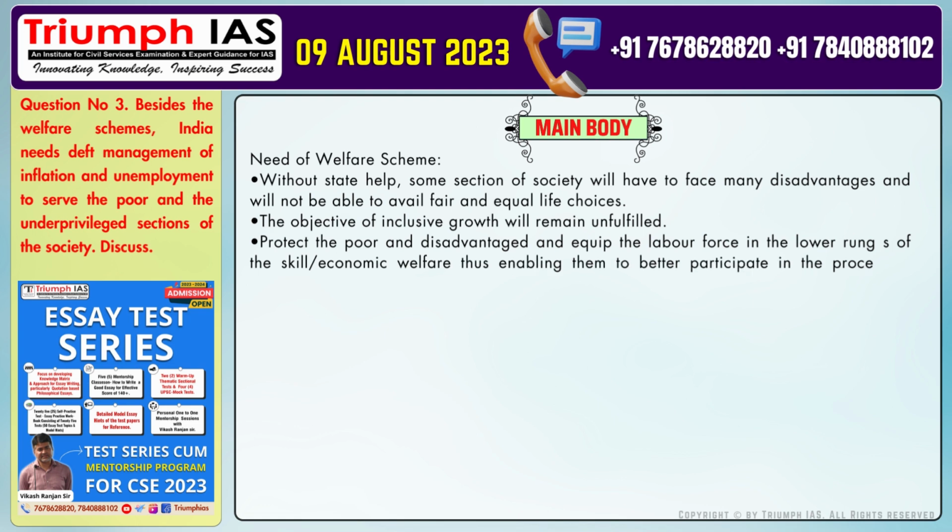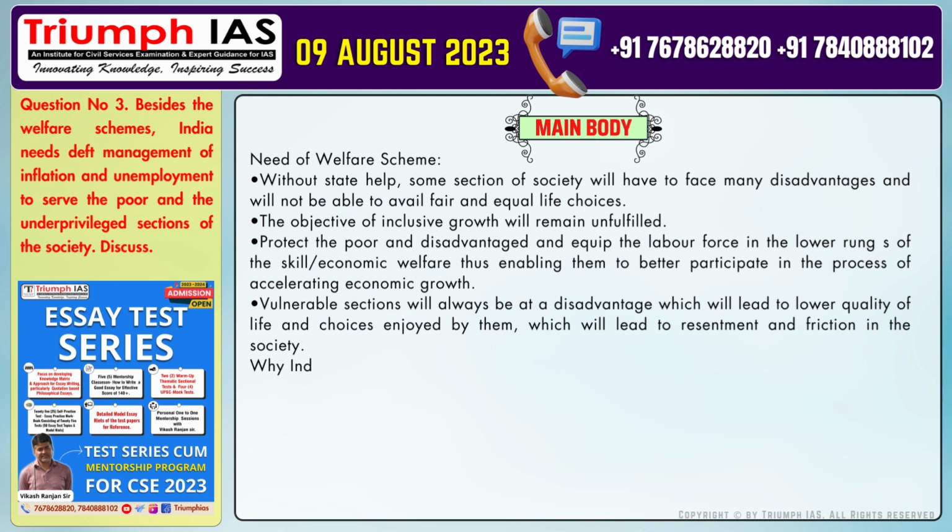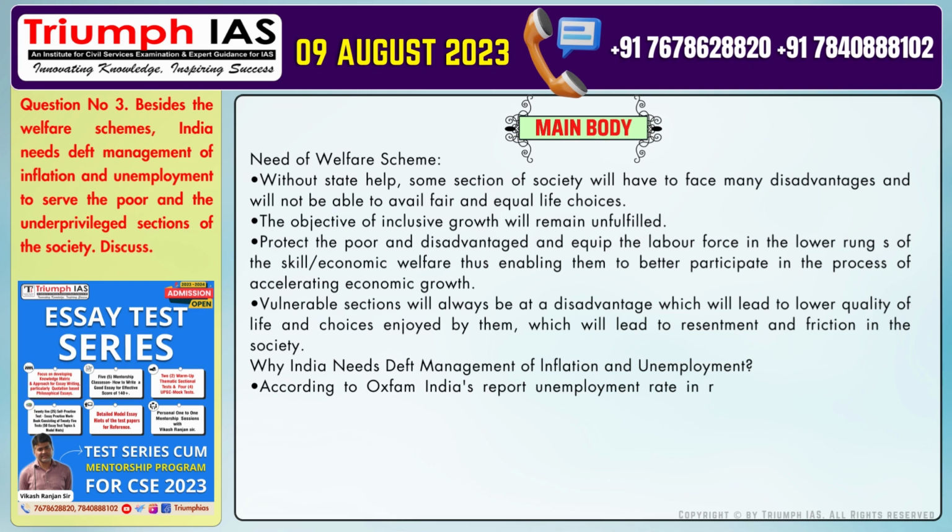Number 4. Vulnerable sections will always be at a disadvantage, which will lead to lower quality of life and choices enjoyed by them, which will lead to resentment and friction in the society. Number 5. Why India needs deft management of inflation and unemployment? Number 6. According to Oxfam India's report, the unemployment rate in rural India nearly doubled immediately after the COVID lockdown. It went up to 7.91% in December 2021 from 6.3% in 2018 to 2019.